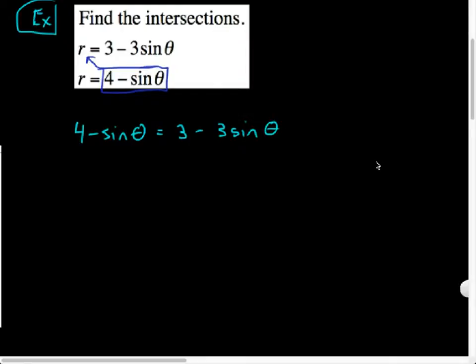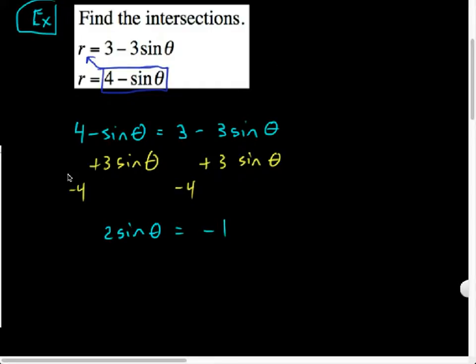And now I could solve for theta. In order to do that, I'm going to want to group my sines together. Let's add 3 sine theta to both sides, because those are going to be like terms, the 3 sine theta and the negative sine theta. And maybe I'll subtract the 4 from both sides while I'm at it. So 3 sine theta and negative 1 sine theta is 2 sine theta, equals 3 minus 4, which is negative 1.